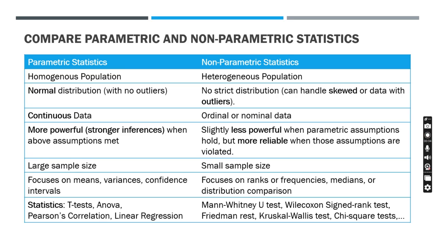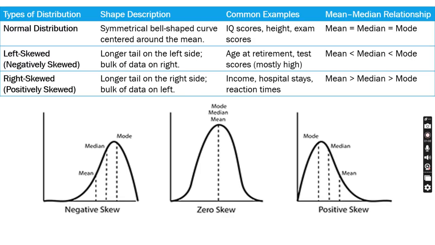So when we talk about parametric statistics, we need the population to be homogeneous. That means the characteristics of the population are similar. When the population is homogeneous, this leads to a normal distribution. There must be a normal distribution. This is one of the assumptions that you use in order to use parametric statistics. We talked about the types of distribution, and this is the normal distribution, which is the one we use with parametric statistics.